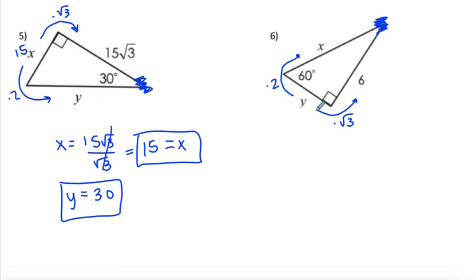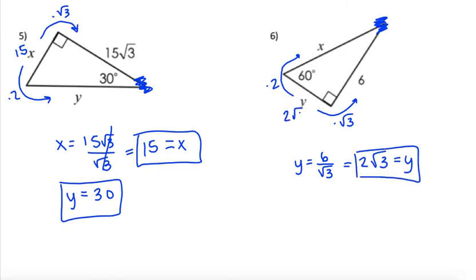If I'm going against my arrow to find y, I need to divide by radical 3 and simplify on my calculator. So in this case, I would get 2 radical 3 for y. And then once this is 2 radical 3, multiply by 2 to find x. So if I multiply by 2, I get 4 radical 3 for x.